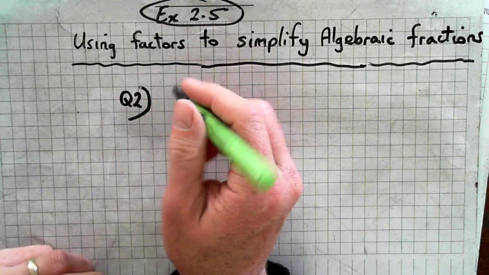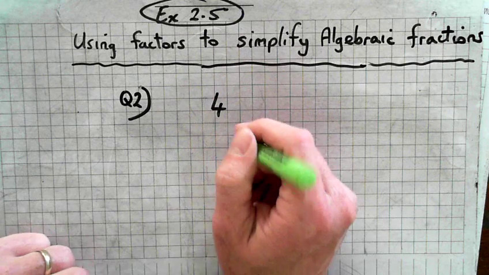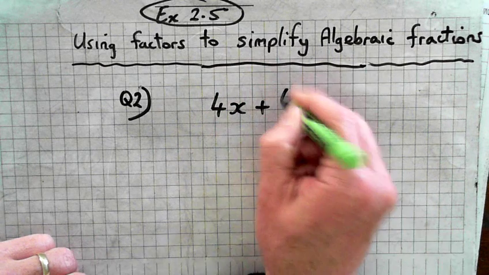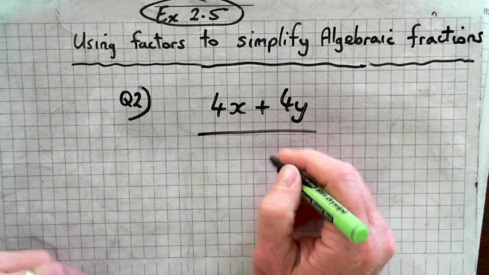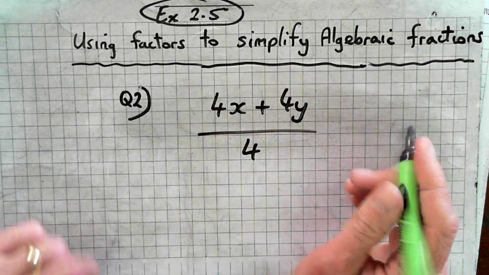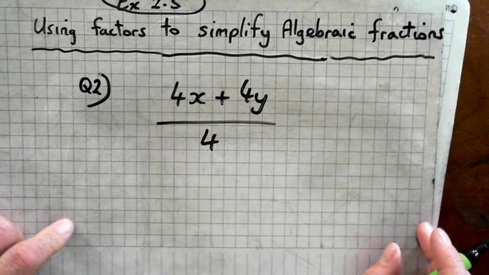After this, can we do them on the board? Question 1. Yeah. So watch. 4x plus 4y over 4. So watch this. What does that mean?